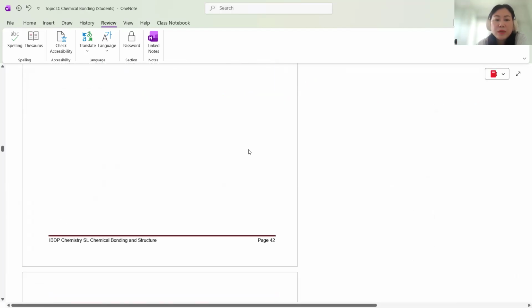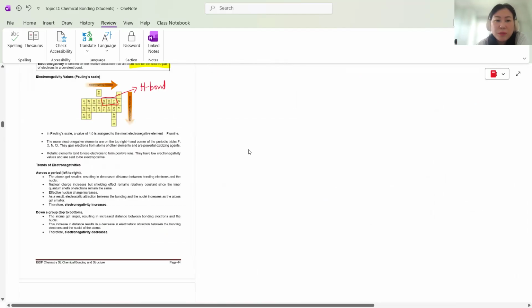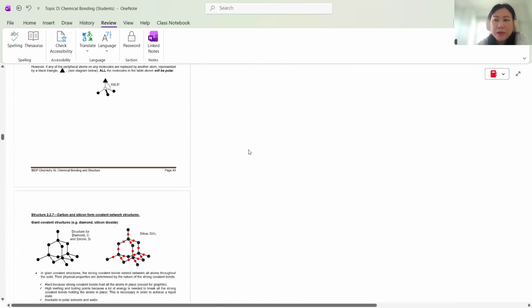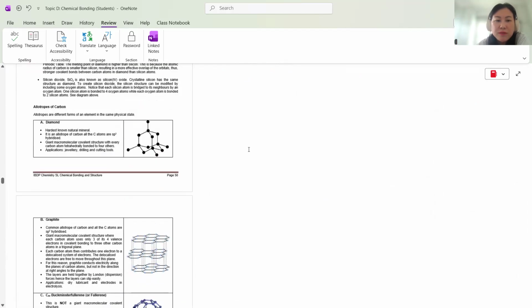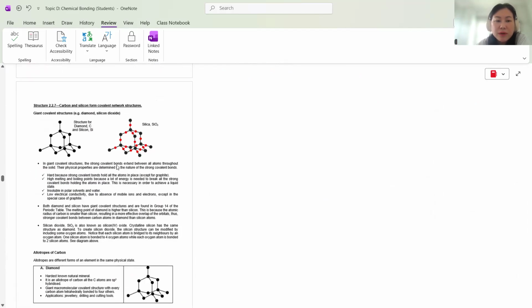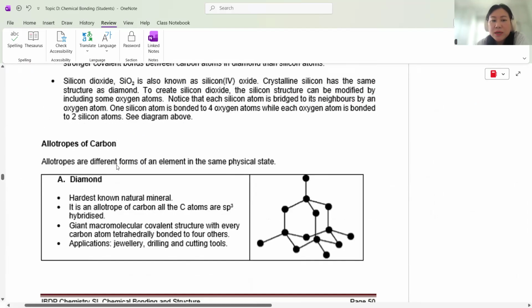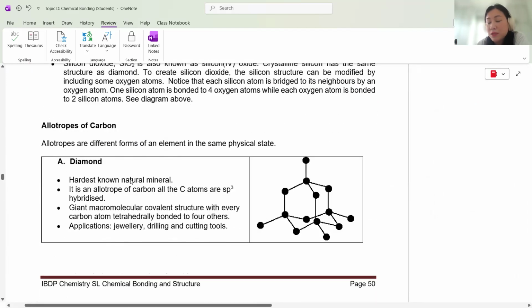Okay, so if you are in your chemistry notes, there will be one section which is on diamond, graphite, and fullerene, which is this page here, page 50-51. Okay, let's do a very quick recap. So in a diamond structure, it's the hardest mineral that you can see. And why is it so hard? Because it's a giant covalent structure. So some of the key things that we are looking at will be the giant covalent structure.